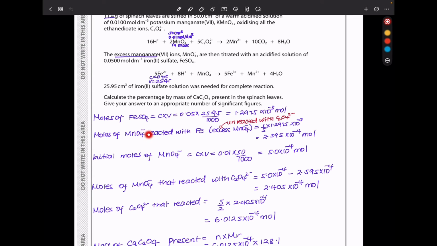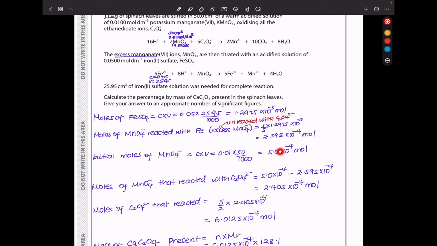The moles of manganate are going to be 1/5 times the moles of iron(II) sulfate, since the ratio is 5:1. So when I divided that by 5, I got 2.595 × 10^-4 mole. These are moles of manganate that were left from the first reaction. The initial moles of manganate, again using this information, were the concentration times the volume in decimeters cubed, giving me that.